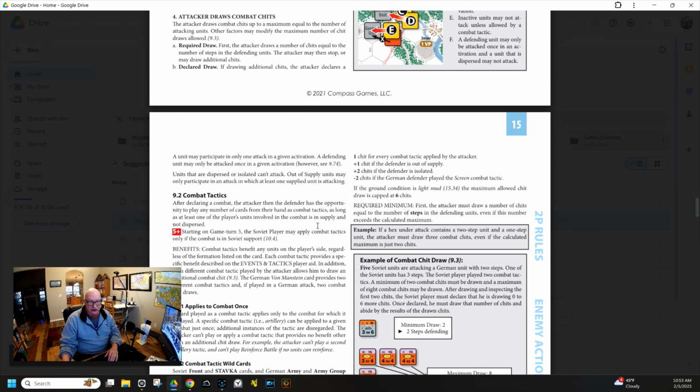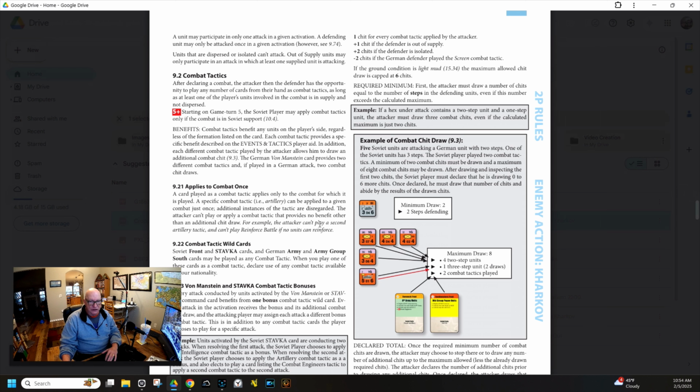A unit may participate in only 1 attack in a given activation. We just talked about that. A defending unit may only be attacked once in a given activation. Units that are dispersed or isolated can't attack. Out of supply units may only participate in an attack in which at least one supplied unit is attacking. So again, out of supply units may only participate in an attack in which at least one supplied unit is attacking.